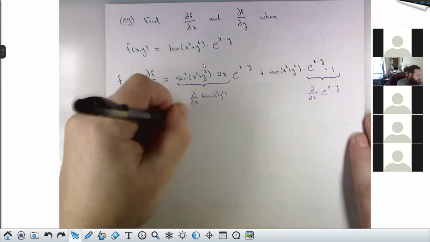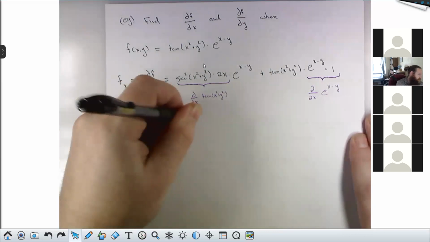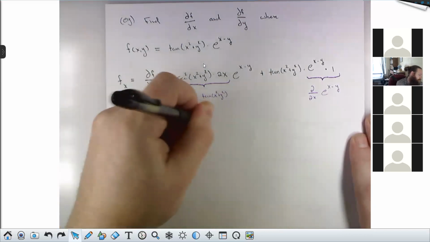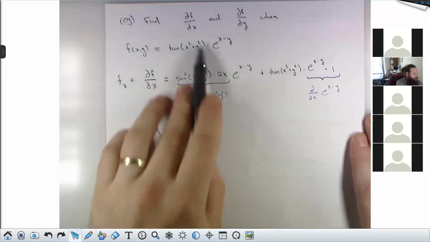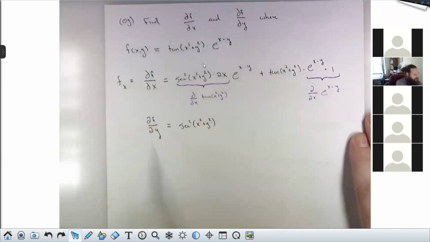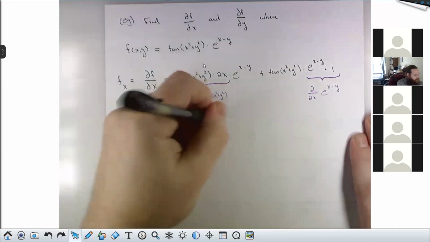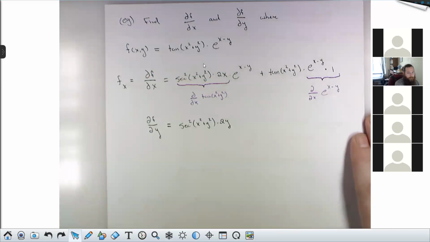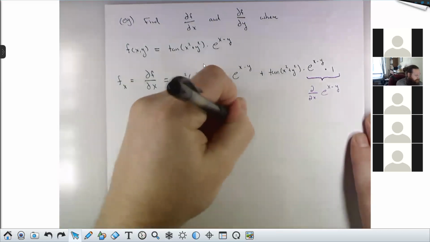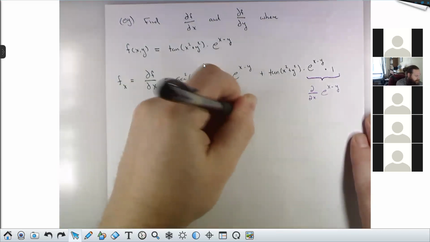Differentiating the tangent, I get secant squared of x squared plus y squared. And then by the chain rule, I need to multiply by the derivative of the inside. This time it's a partial with respect to y. So I'll be multiplying by 2y. The e to the x minus y just comes along for the ride.